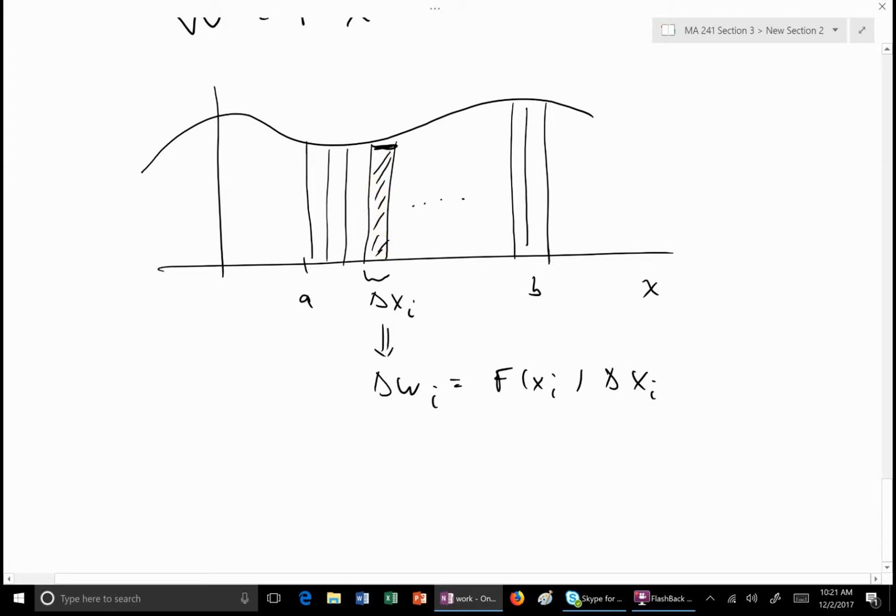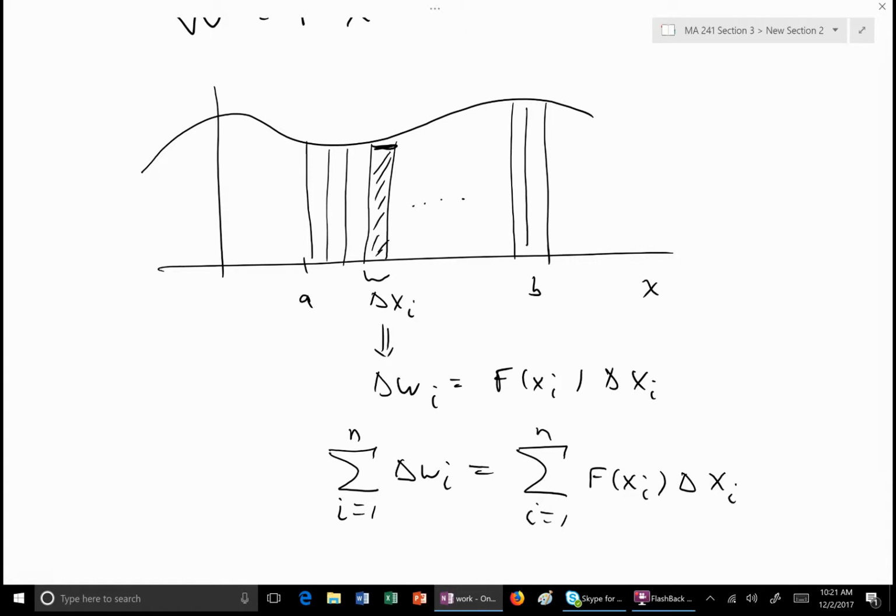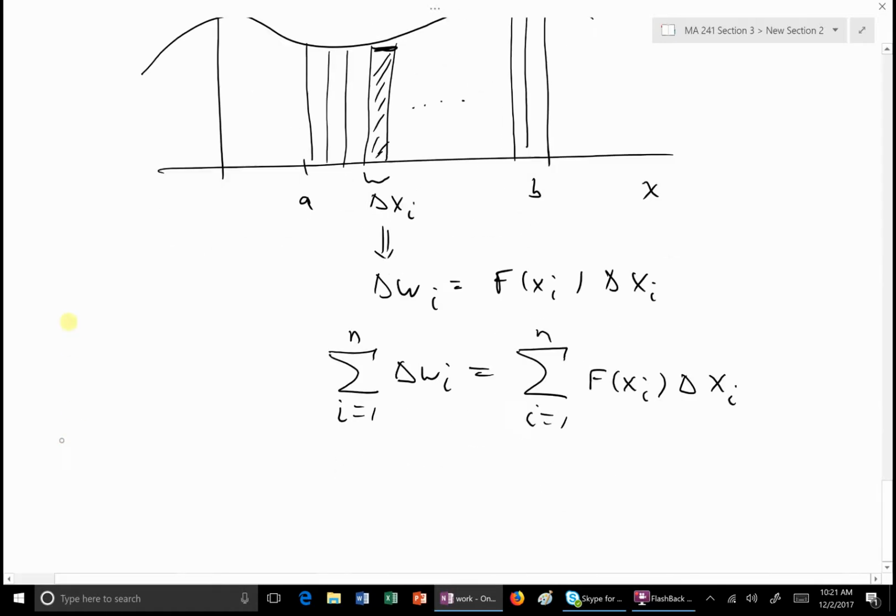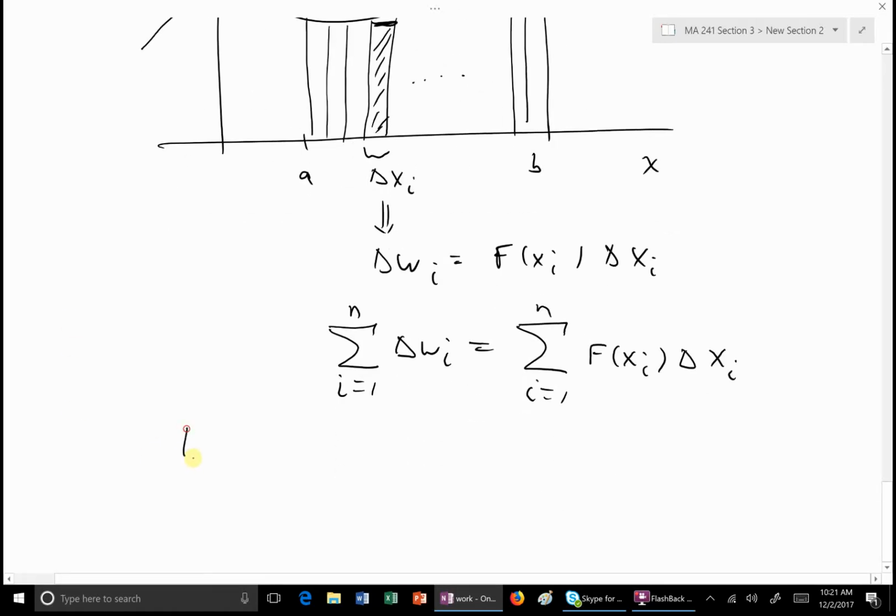And so how do I find the total work? I'm going to sum up all those little changes in work, right? Suppose I have n little subintervals. And that should be the exact value for the limit. So in the limit of n goes to infinity, or equivalently, the delta xi's all go to 0, this sum ends up going to an integral.